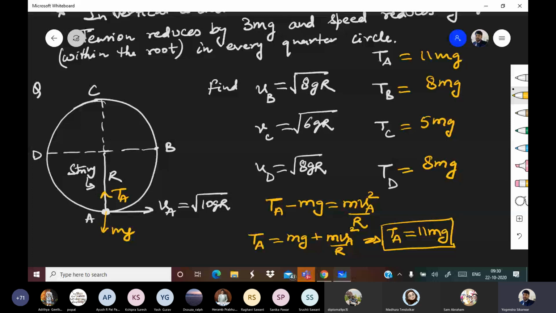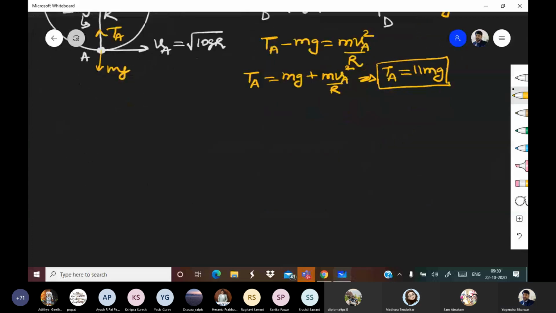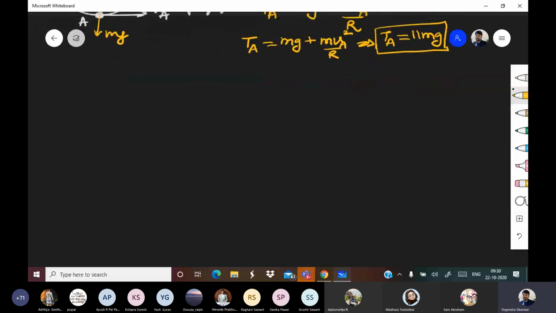Good. Next question. On your computer screen. And how are questions made complicated? This is a string. Radius is r. Mass of this block is capital M. There is a bullet. Mass is small m, going with u naught.